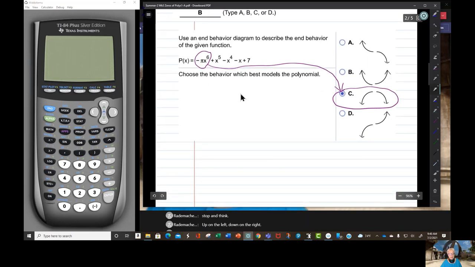Now down here, pi? Yeah, it doesn't matter. This is x to the sixth, even degree, negative leading coefficient. Down on the left, down on the right. What it's doing in the middle, I don't know or care for this particular question.